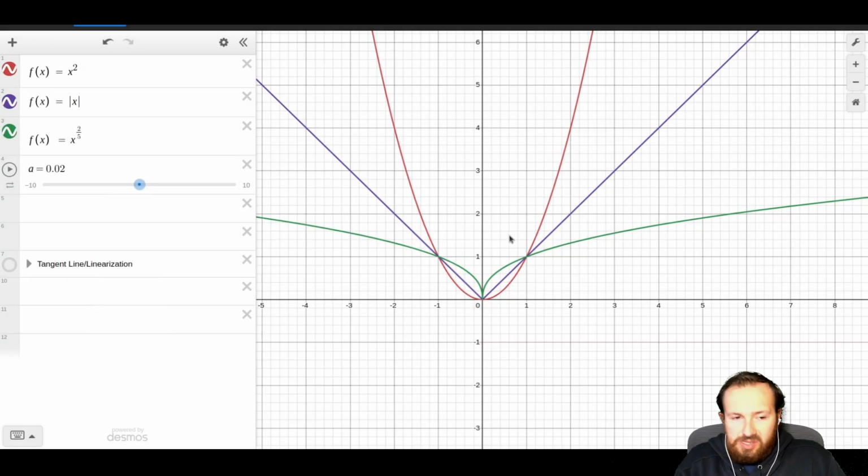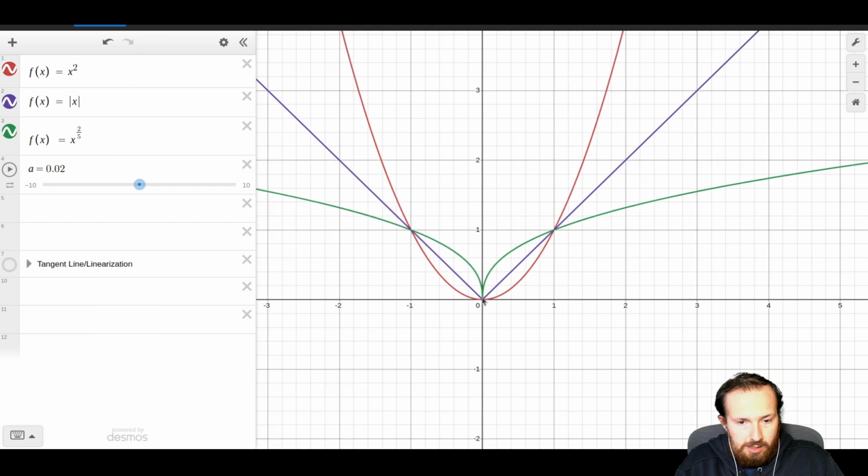So why does this exact definition matter for differentiability? To understand that, let's turn all of these on and start zooming in around 0. Remember, y equals x squared, the red function, is differentiable here, whereas the sharp corner, the absolute value of x, and the cusp, x to the 2/5 power, are not differentiable. So let's see what things look like as we zoom in.